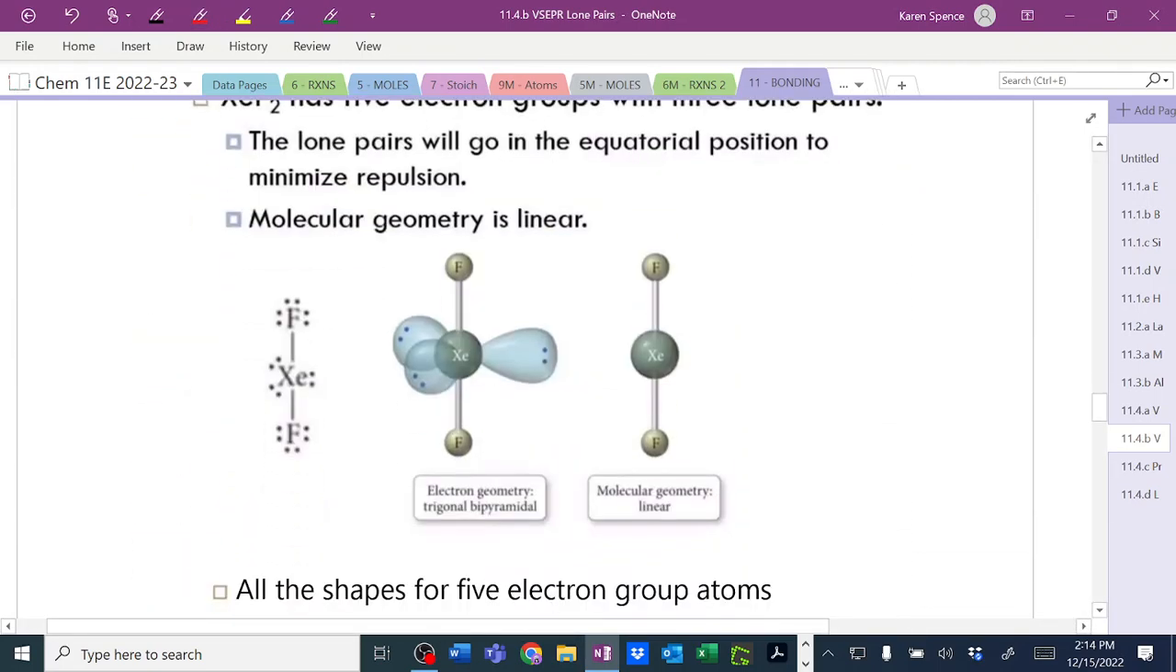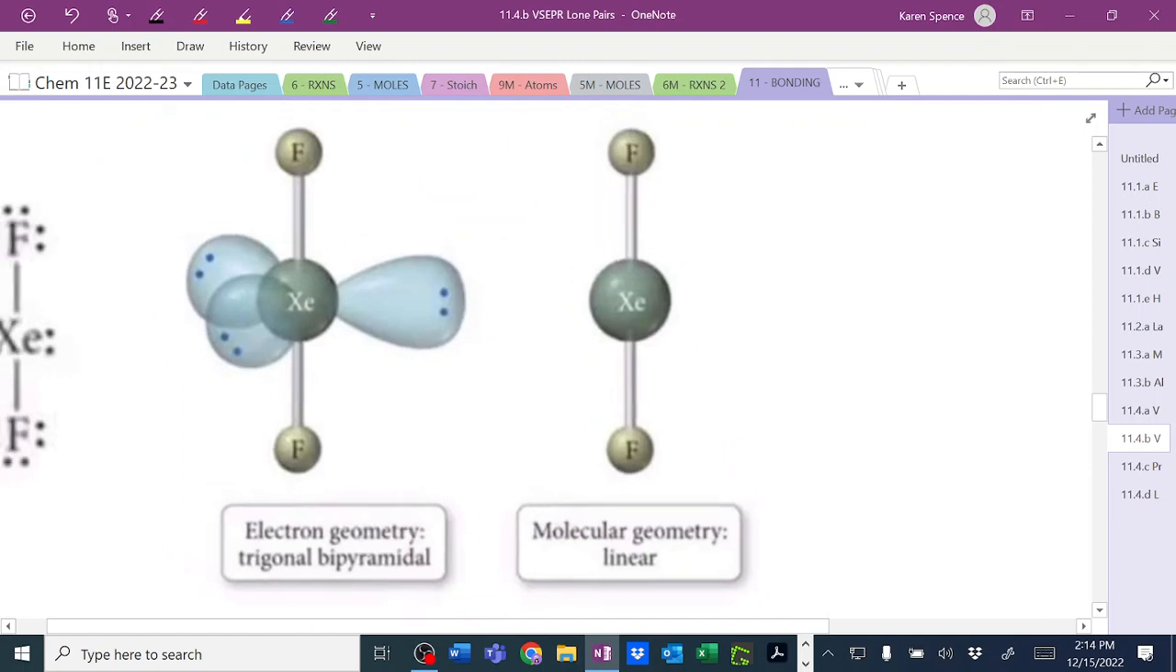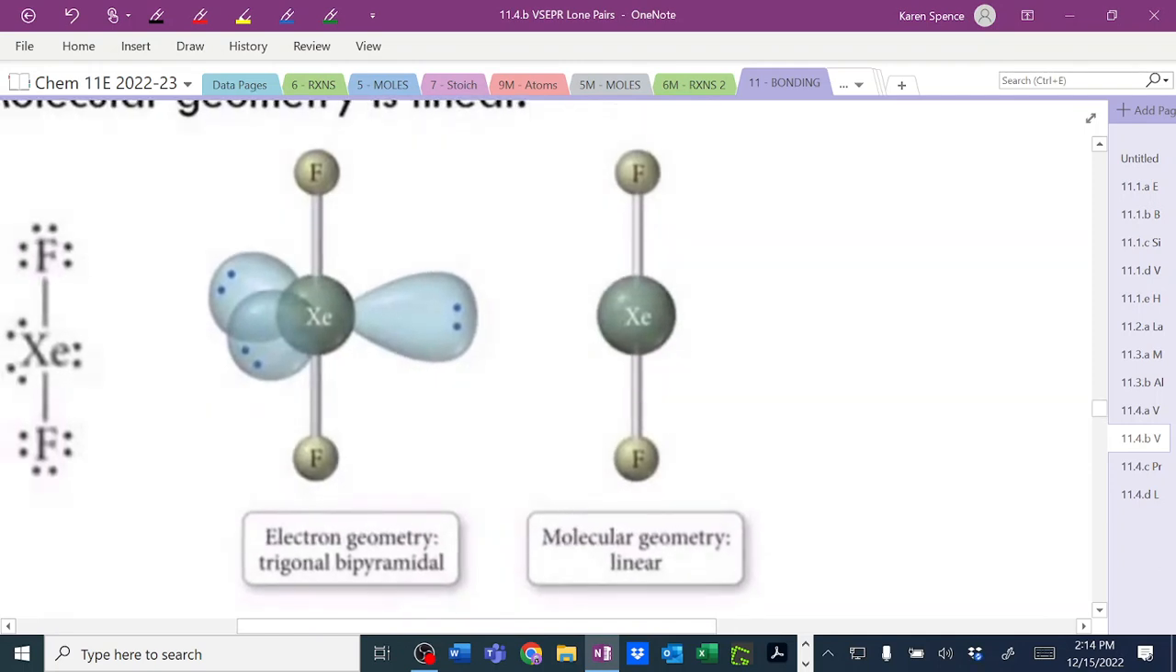Now what if we have three lone pairs? They all go equatorial, and what we end up with is, guess what? Linear. Yep. So you can have 2 electron domains and be linear. You can have 5 electron domains and be linear.